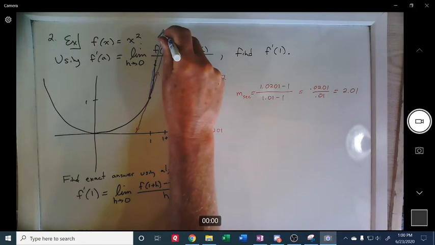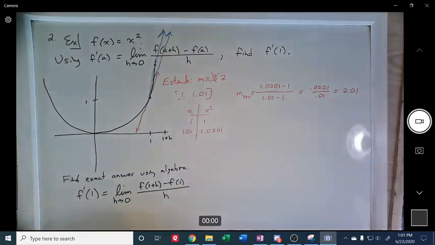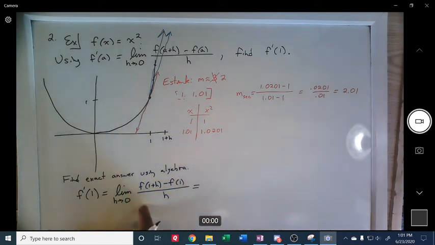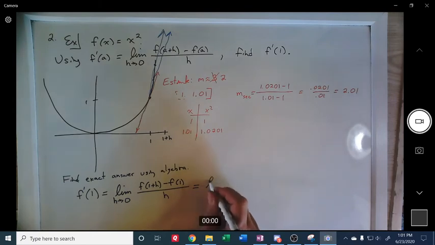And I say, well, the slope of that blue line is an even better estimate. And if I take the limit of all these slopes, I'll get the exact slope. So, if we're convinced that this is going to give me my exact answer, we can keep going. Take the limit as h approaches 0.